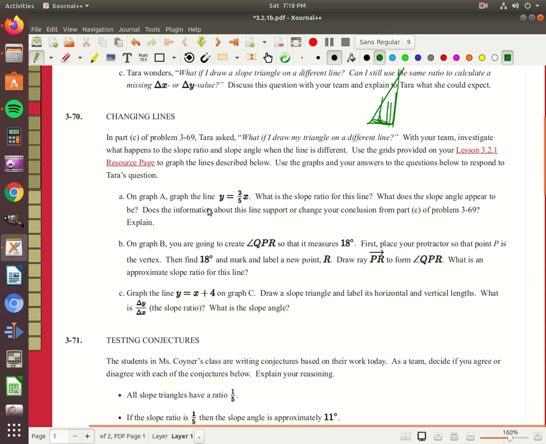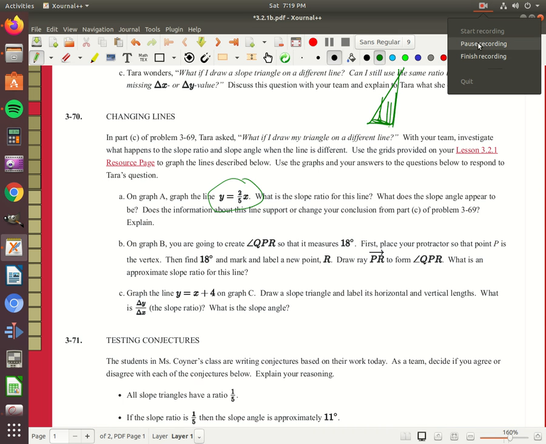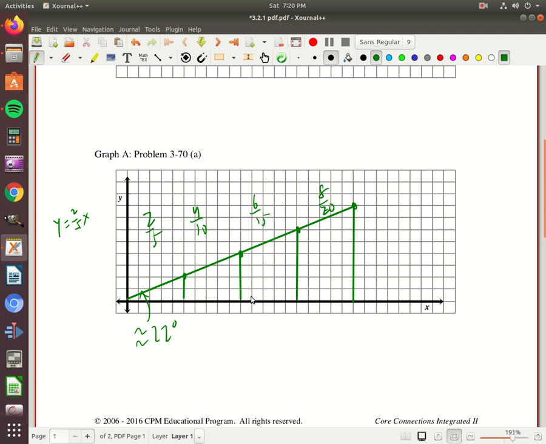So on the graph, we're going to graph y equals 2/5 x, and we're going to get the slope ratio for this. And then what does this slope angle appear to be? We'll measure that and see what we come up with. So let's go to y equals 2/5 x. You would see that the slope triangles would be essentially the same, right? We still have those similar triangles. And if you grabbed a protractor, you would see that you come up with about 22 degrees. So that's important to know.